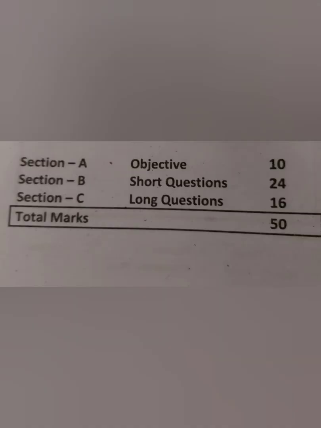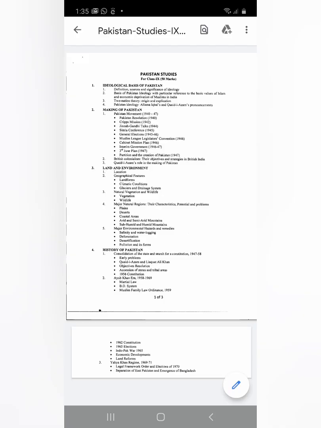Now I will tell you about the paper pattern of class 9th of Federal Board. You have 3 sections, section A, B and C. Section A, objective, 10 marks; section B, short question answers, 24 marks; and section C, long question answers, 16 marks, and your total marks are 50.